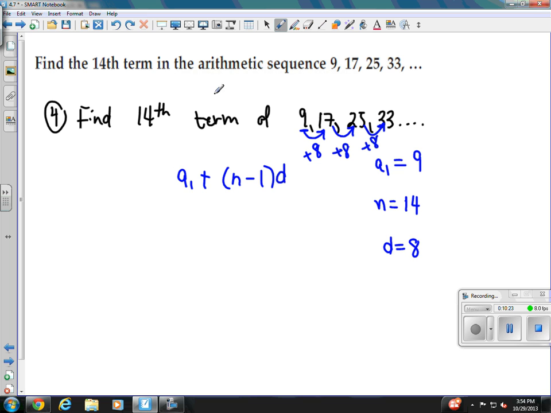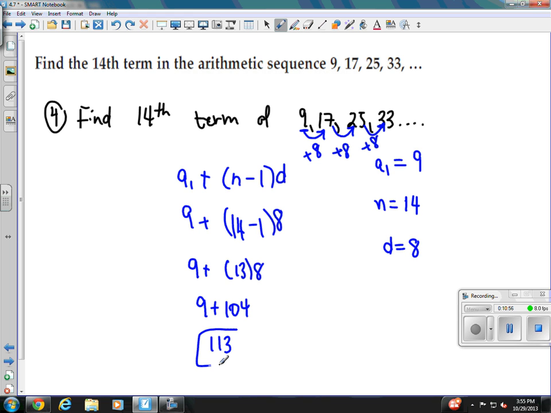So now we just plug in everything that we know. a sub 1 is 9 plus, and then I make parentheses, n is 14 minus 1, times d is 8. Now order of operations says do our parentheses first. 14 minus 1 is 13. Drop down our 8. Now order of operations says I have to multiply, so 13 times 8 is 104. And 9 plus 104 gives us 113. So the 14th term in that sequence is 113.